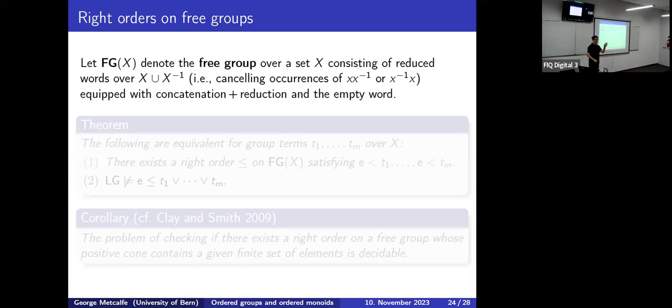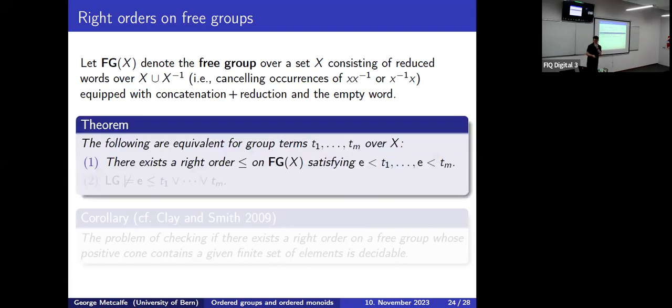So maybe you have your set X, let's say X consists of a and b. Then you also have a inverse and b inverse, and you can look at words over this. So you might have a, b, b inverse, b, and so on. And you cancel all the x x inverses and x inverse x. These are called reduced group words. And then the group operation is concatenation plus reduction, because maybe you introduce x x inverses. And the empty word is then the neutral element.